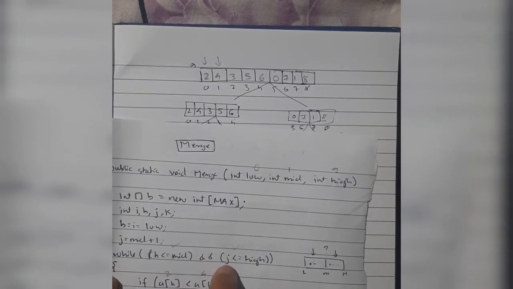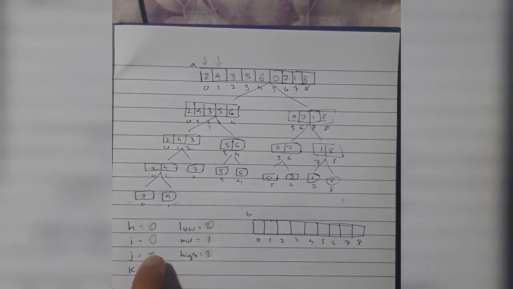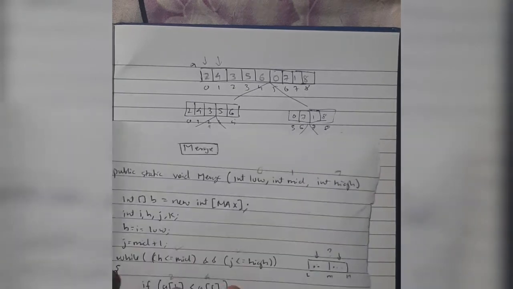What is J? J is less than or equal to high. J is 2. Is 2 less than or equal to 2? Yes. Both of these lines are true. That means we'll move on with this line of code.